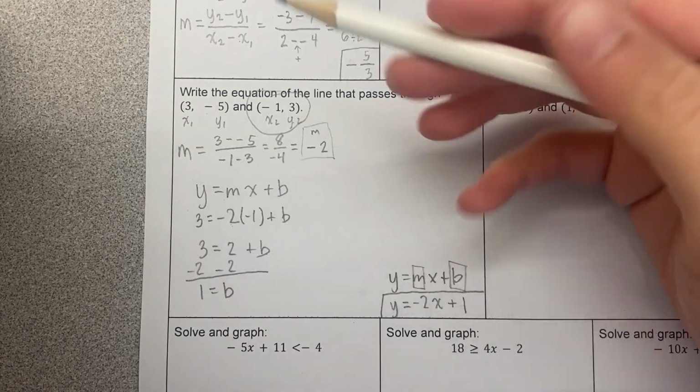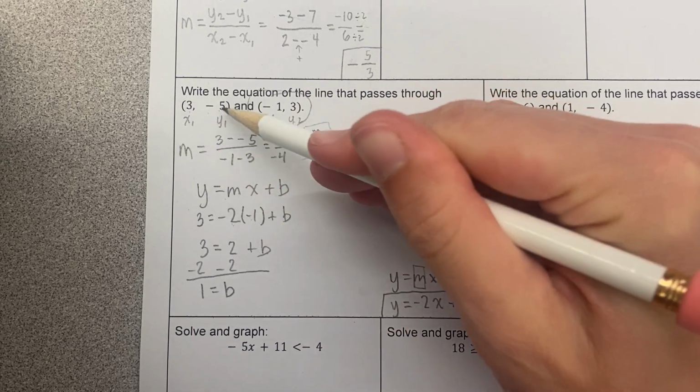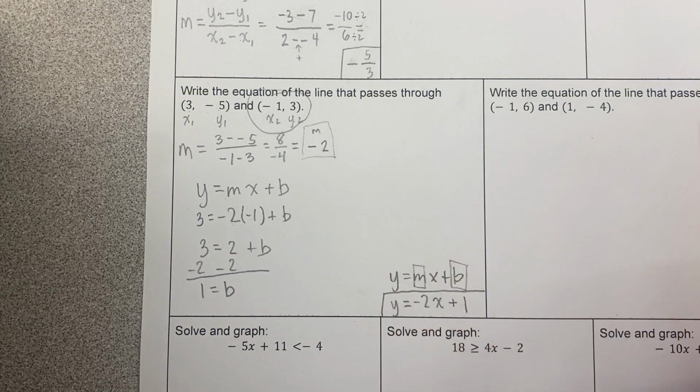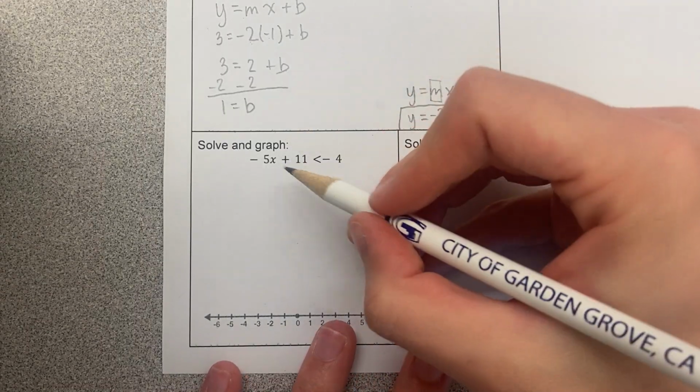Okay. Had I chosen instead to plug in this point where the x was 3 and the y was negative 5, I would have gotten the same answer, 1. Okay, again, recommended to pause and try this one. Okay, last one, here we go.